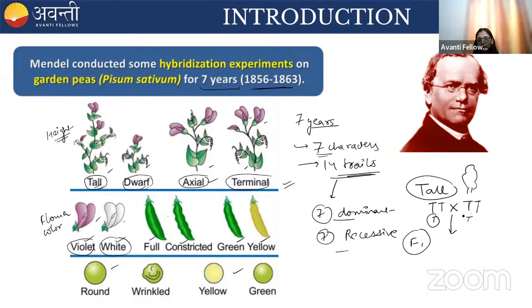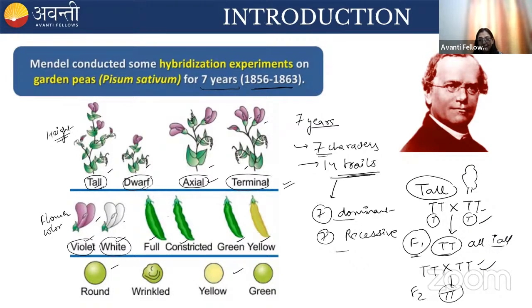capital T. It will also produce a gamete capital T. So the F1 progeny will all be tall, and they are homozygous dominant. If we carry out the selfing of the F1, that is capital T crossed with capital T, in the F2 generation we are also getting capital T, that is all tall. So a true breeding line undergoes self-pollination and the trait becomes stable.